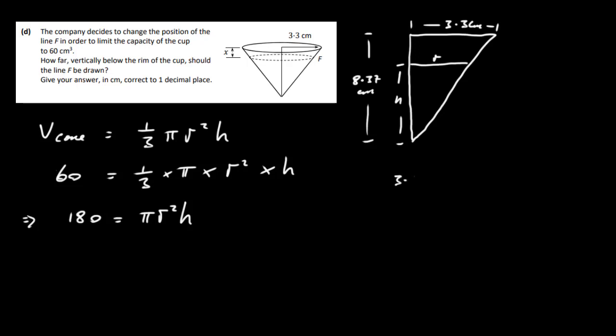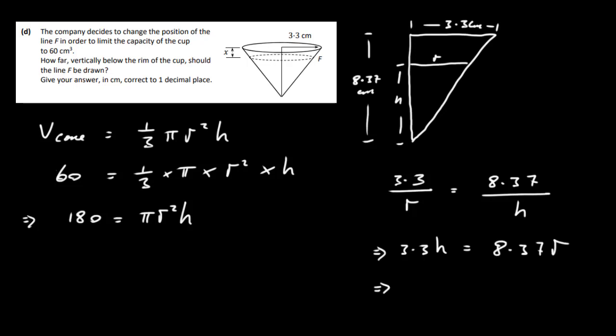So let's look at our similar triangles over here, to see if we can make another equation. I know that 3.3 divided by r is the same as 8.37 divided by h. In other words, this side of the small triangle divided by its corresponding side is equal to this side in the large triangle divided by its corresponding side. So now I have another equation with h and r in it, so I can do some kind of substitution. Let's multiply across here. We get 3.3h is equal to 8.37r. So r is 3.3h divided by 8.37.